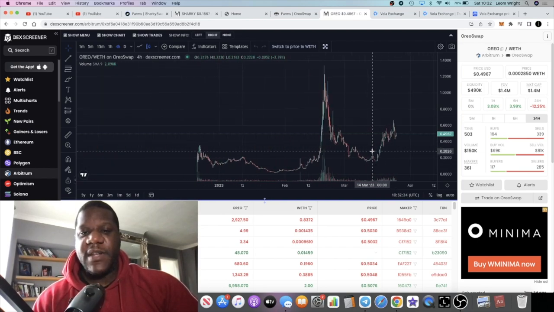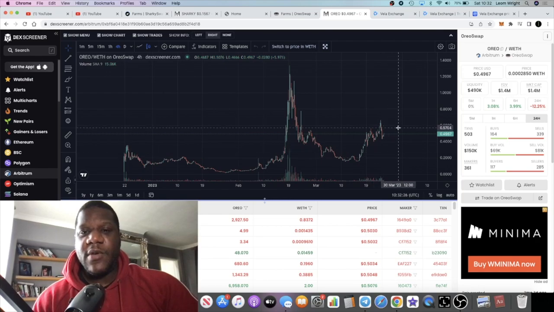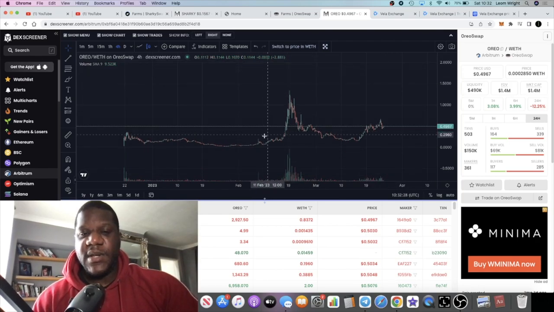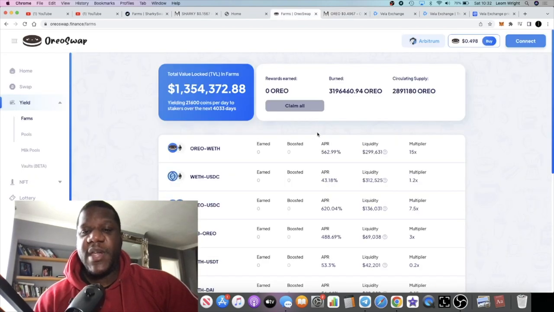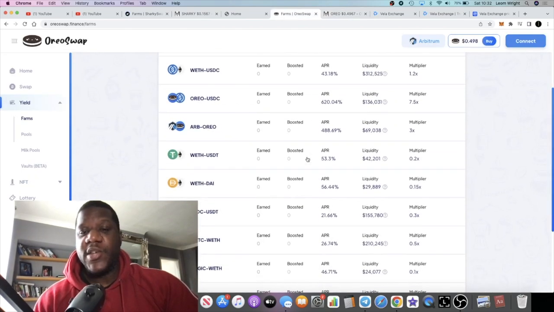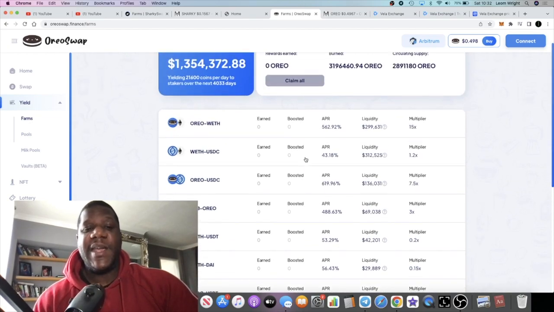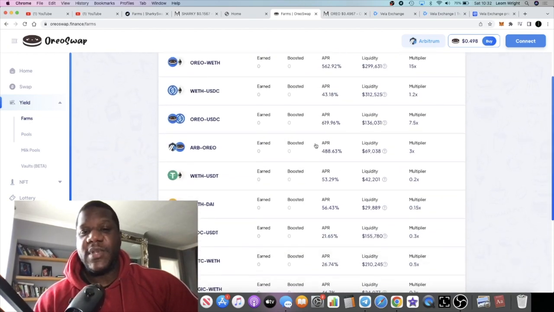The reason why I think it looks pretty good is because it had that pump, it came down, and it didn't just fall all the way to the wayside, okay, guys? And it's starting to move again. So 1.4 million market cap with almost 500,000 in liquidity, so it seems pretty good. The APRs are not as degen as Sharky Swap, okay, guys? But like I said, it's going to attract a more sensible investor, I would say, okay?